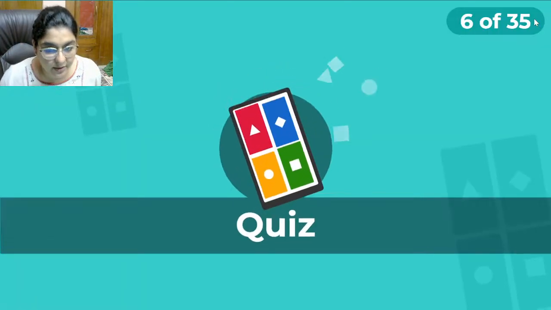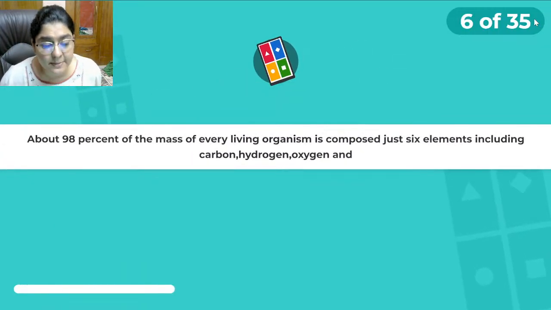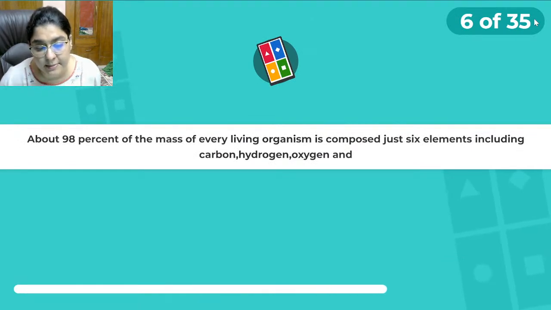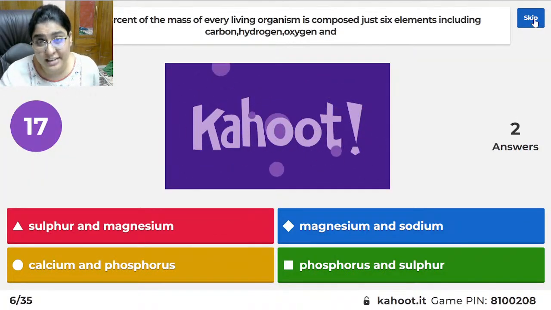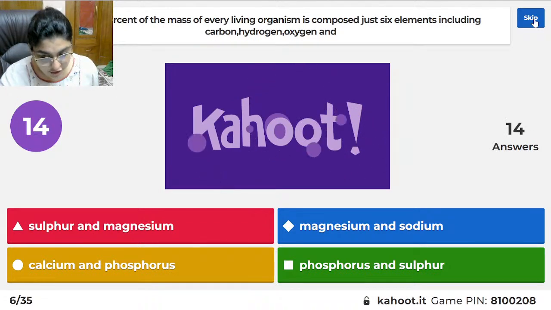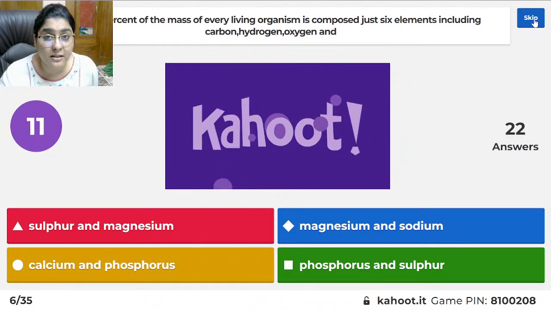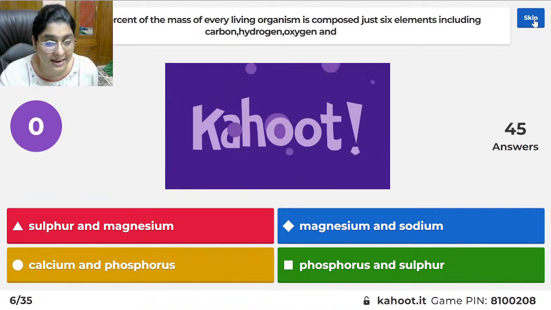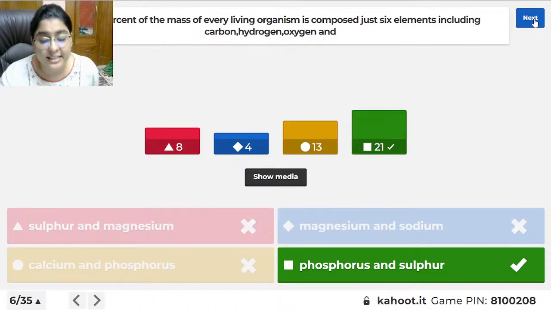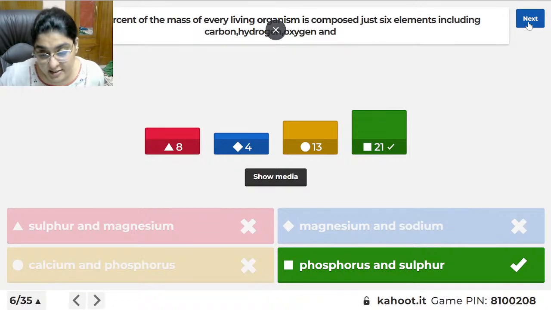So Kanishk is at the top now. 98% of the mass of the living organism is just 6 elements, including carbon, hydrogen, oxygen, and nitrogen. Carbon, hydrogen, oxygen, nitrogen, and dash and dash. And now this is basically the percentage comparison of the elements which are present or the minerals which are present in the earth crust and human body. So which has a more percentage composition, has a more relevance in the body. Very good. It's phosphorus and sulfur. There are many people who mark calcium and phosphorus, but then again, as per the percentage chart, we have to find the right answer.